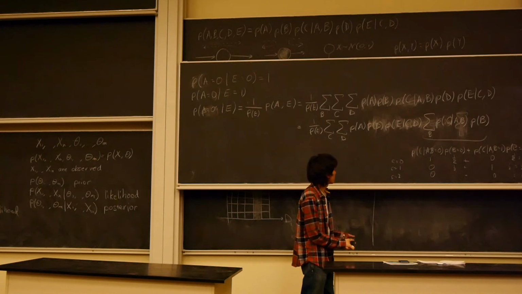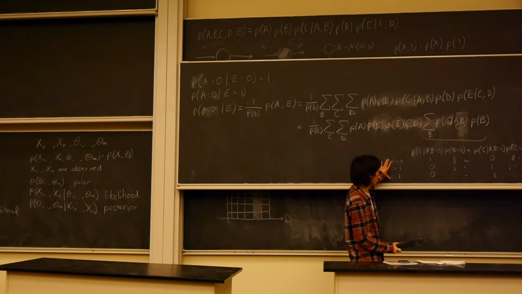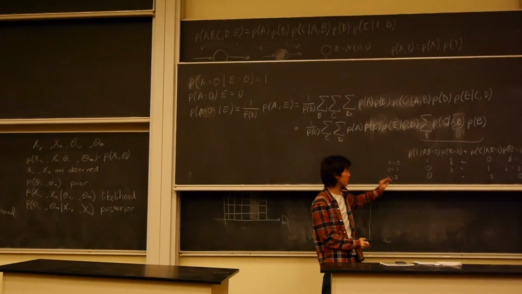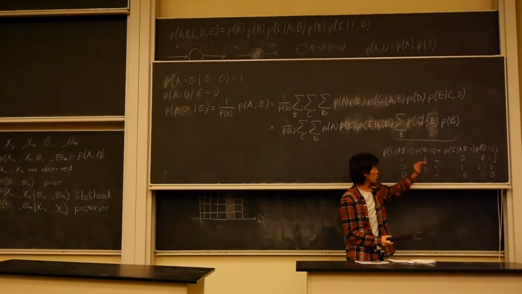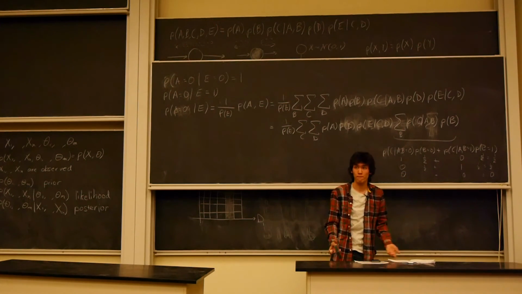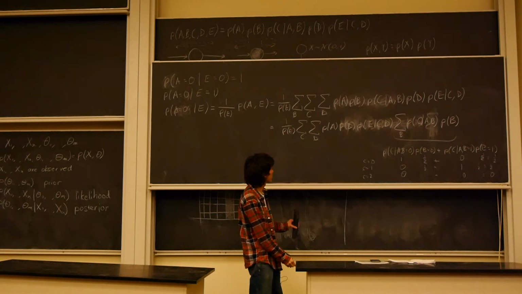Okay. So notice that this term I've kind of simplified. Now it only depends on C. Right? If C is equal to 0, this entire sum will be equal to 1/2. If C is equal to 1, it'll be equal to 1/2. If C is equal to 2, then it'll be equal to 0.